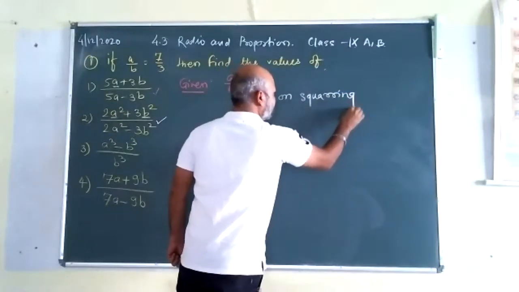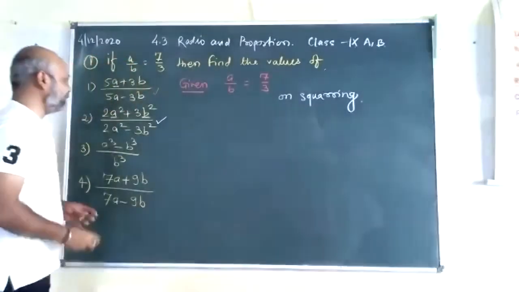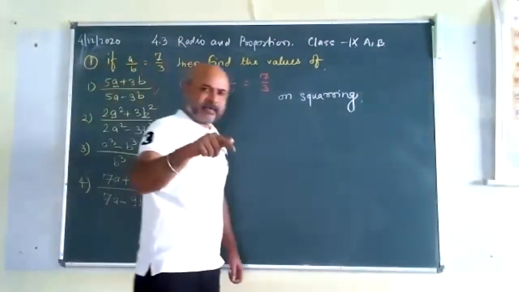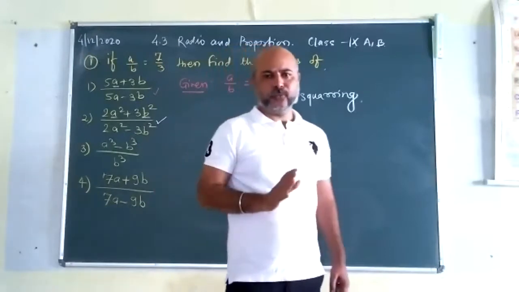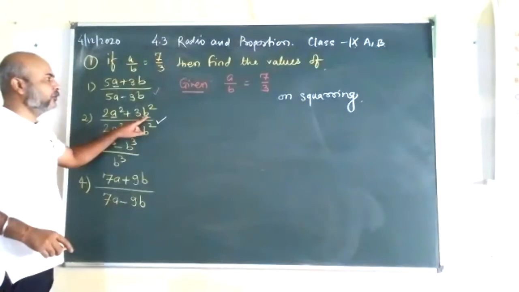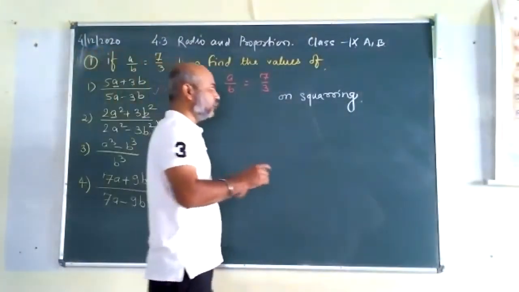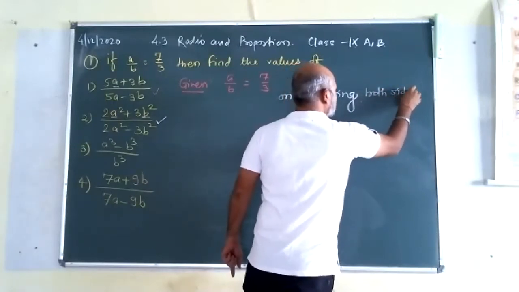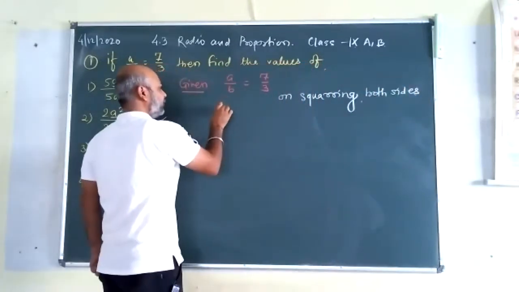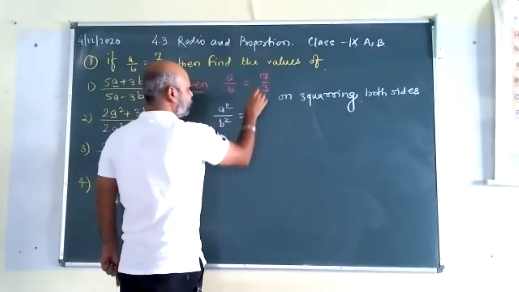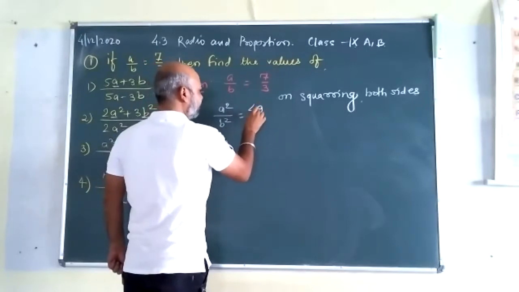First step is on squaring. Why are we squaring? Because a square is there, b square is there. If there is a cube, b cube, you will take cube on both sides. So here, square is there, therefore on squaring both sides, you will get a square upon b square, and this will be 7 square, which is 49, upon 3 square, which is 9.